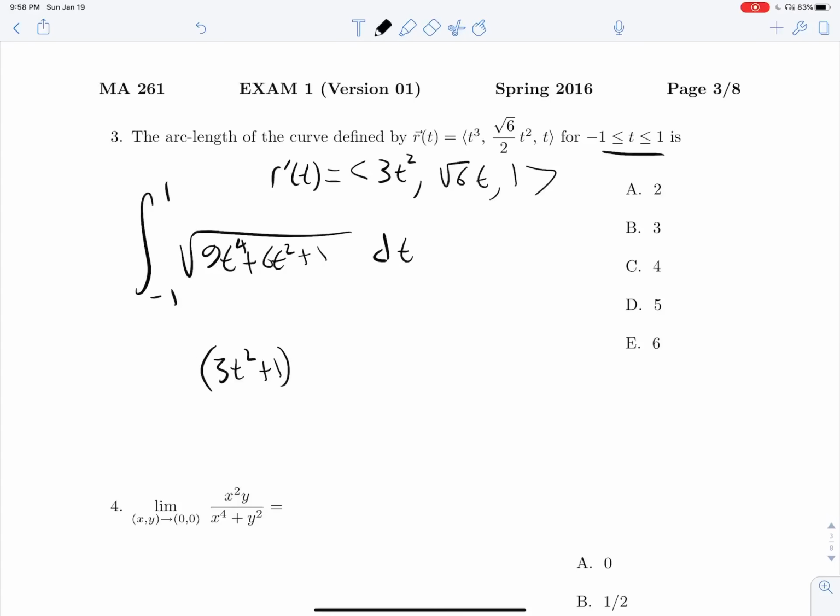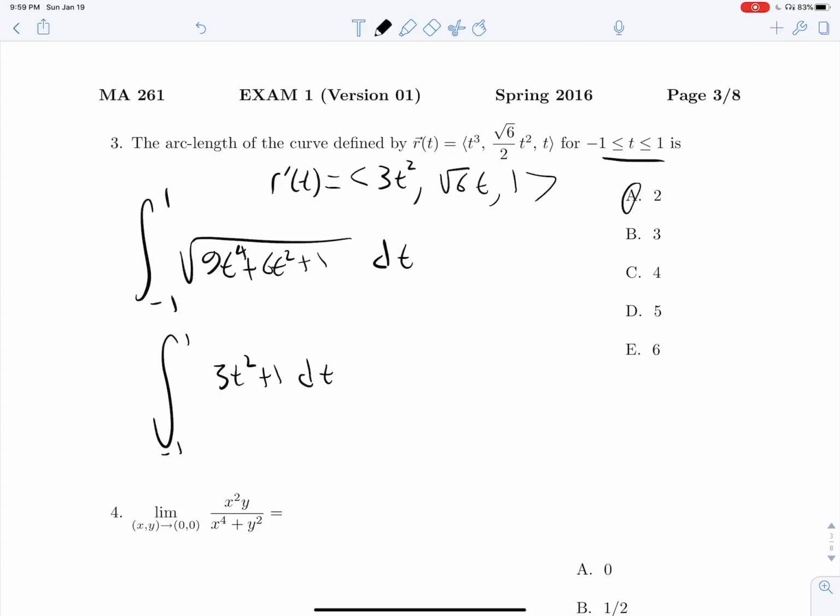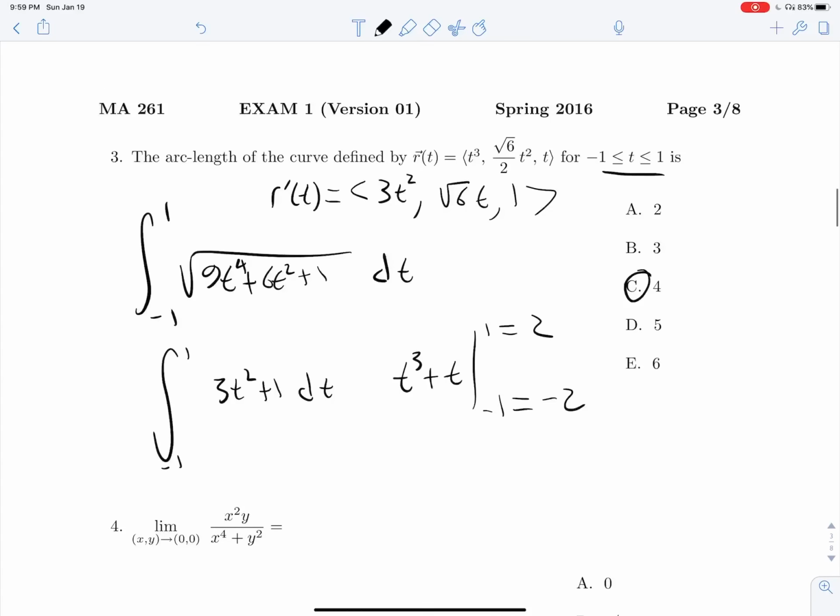These are going to cancel, and we will be left with the integral from -1 to 1 of 3t squared plus 1. This integral will evaluate to t cubed plus t on -1 to 1, which will give us 4.